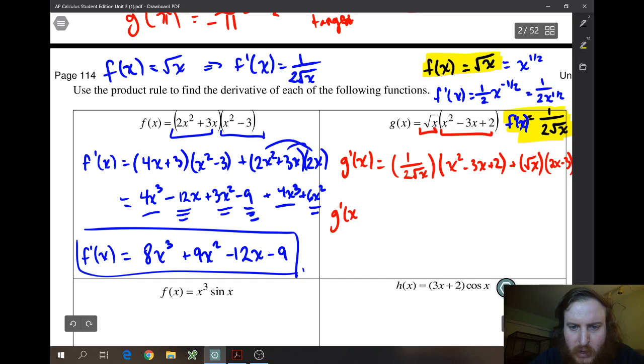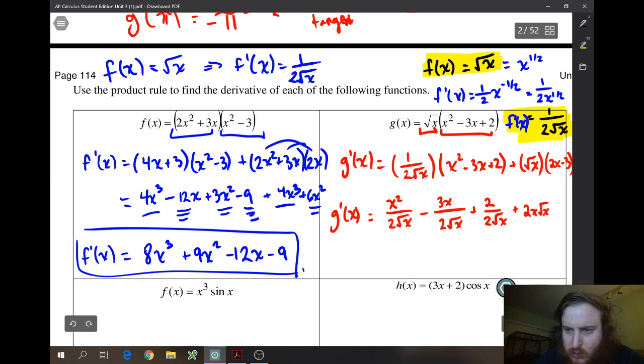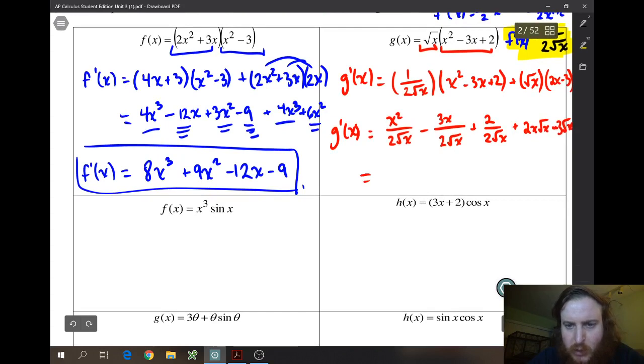So now for g prime of x, that's going to give us, right, I'm going to just distribute it. So basically x squared over 2 square root of x minus 3x over 2 square root of x plus 2 over 2 square root of x plus 2x square root of x minus 3 square root of x. And that's a pretty good answer, but I'm going to just kind of clean it up a little bit.